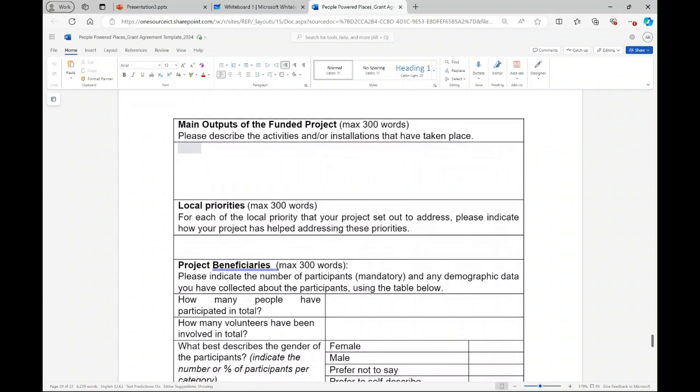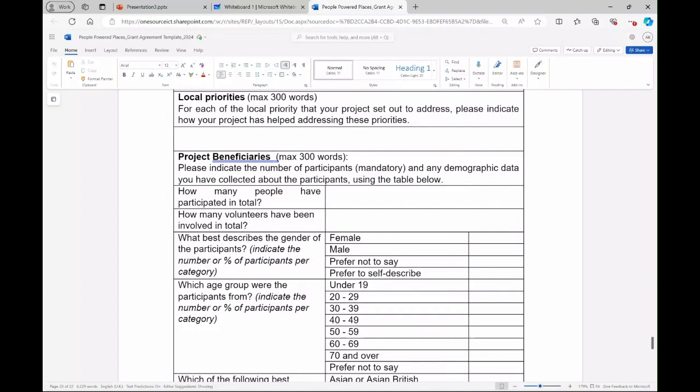And then firstly, describe the main outputs of your project. You could do this in bullet points, you can do this in a paragraph, however works best for you, but that could be, we delivered 30 family activities focused on bike riding, and we had one major event in the summer, for example.